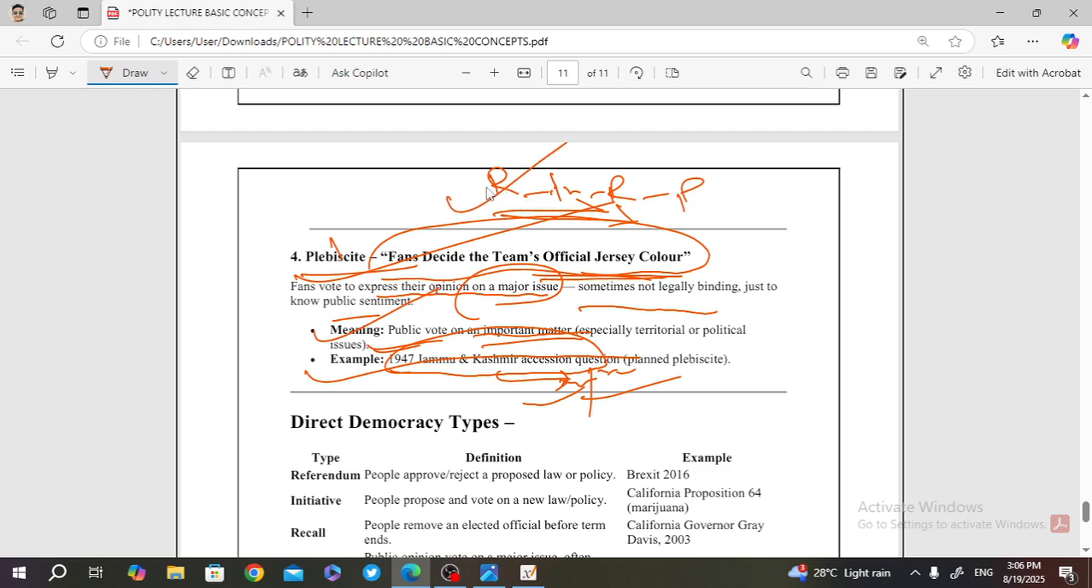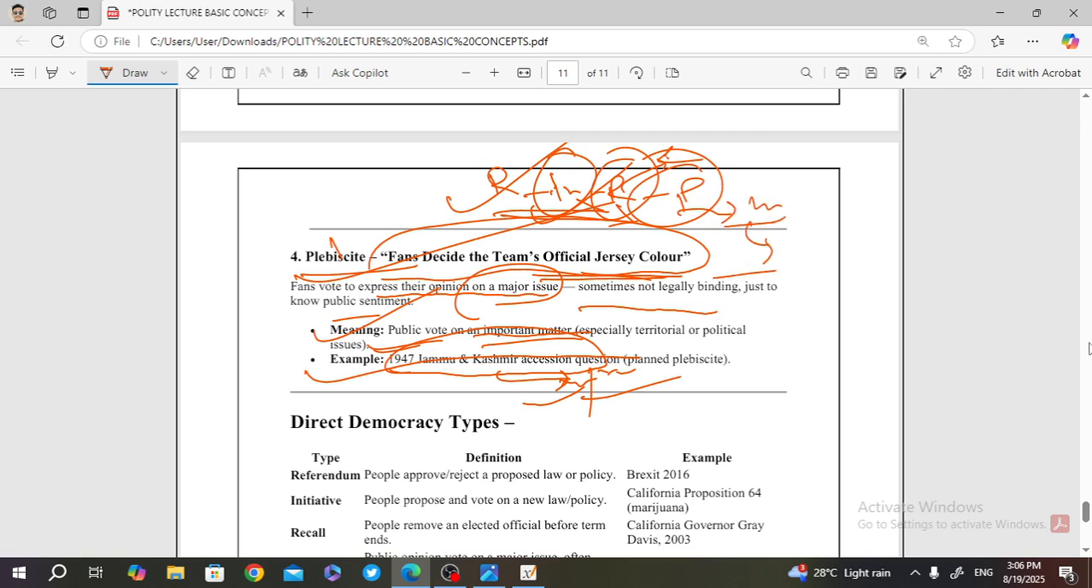Referendum means people know the issue and know how to address it. In the initiative, new laws are proposed. In the recall, they want to remove the leader. In the plebiscite, they want to vote upon the major issue in order to stay or not.